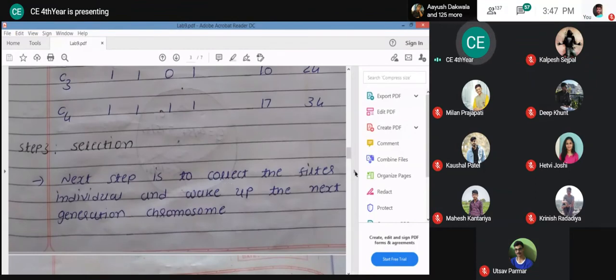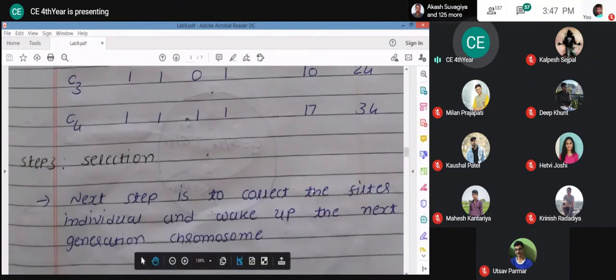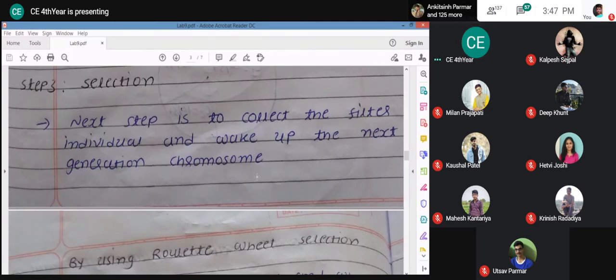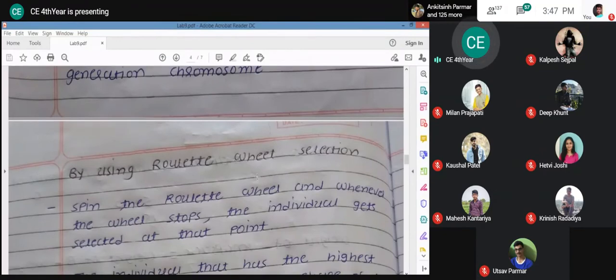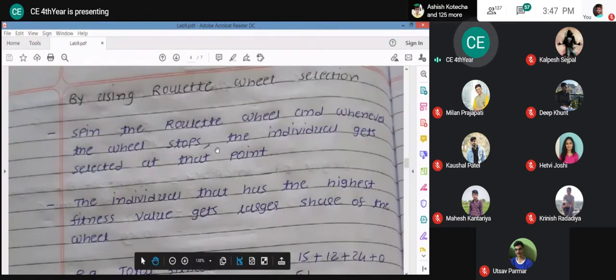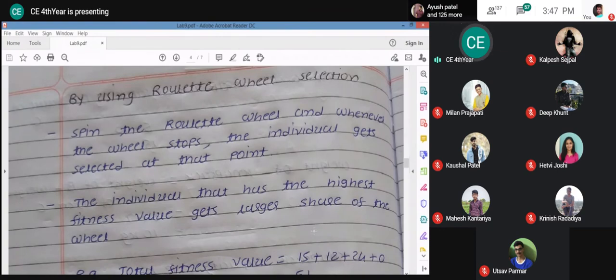Now the next step is selection. The next step is what? The next step is selection. So in this case, selection means the next step is to collect the filtered individuals and make the next generation of chromosomes. In roulette wheel selection, all of you know what you have to do: spin the roulette wheel, and whenever the wheel stops, the individual at that point gets selected. The individual that has the highest fitness value gets the largest share of the wheel.